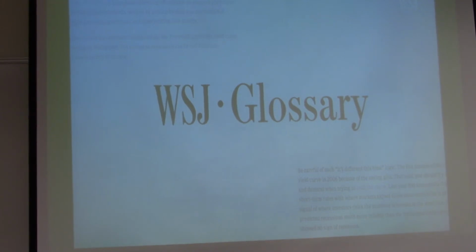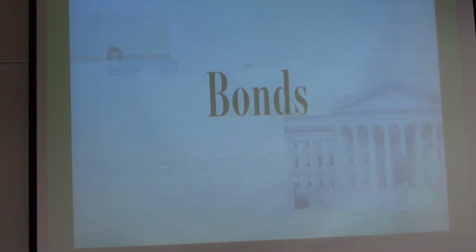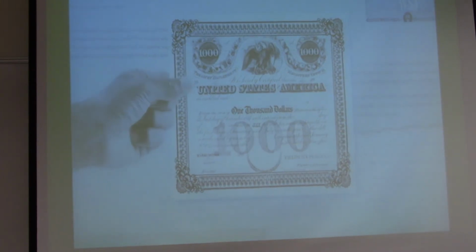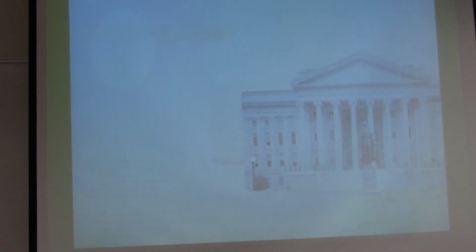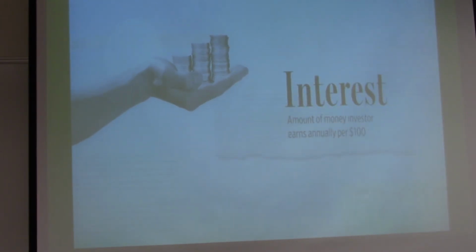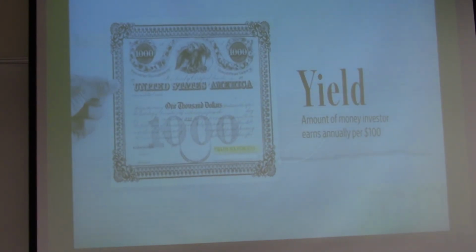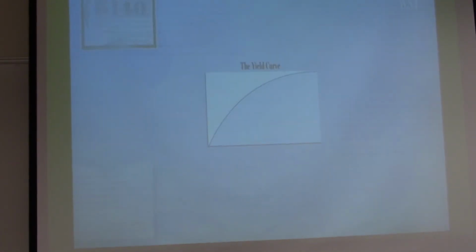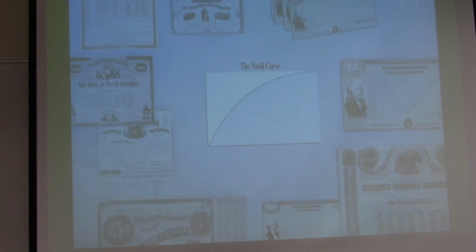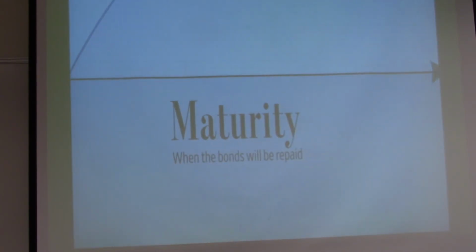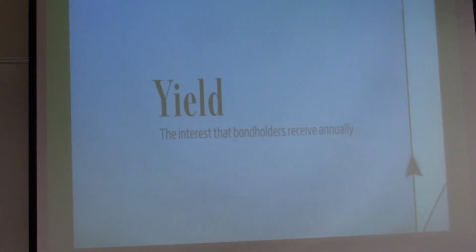To understand the yield curve, first you have to understand bonds. A bond is a chunk of money an investor lends to a company or a government with the agreement that over time they'll be repaid with interest. The interest, or the amount of money the investor earns annually for every $100 of bonds, is called the yield. The yield curve measures the yields of all the bonds the Treasury is selling over a long period of time. The x-axis shows when the bonds will be repaid, how many months, years, or decades, and the y-axis measures the yield, or the interest that bondholders receive annually.